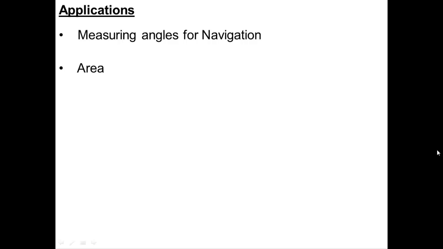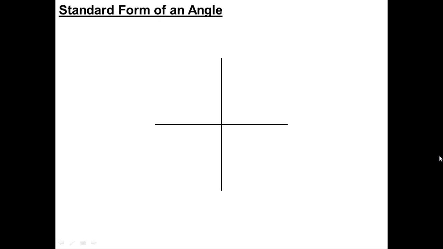All right, now let's look at some applications. There are two specific types of applications I want to look at. I want to look at measuring angles for navigation, and I want to look at area. Now, as far as measuring angles, up to this point we've measured angles in standard form. In other words, if I wanted to do a 60-degree angle, we would start measuring at the positive x-axis and we would go counterclockwise as far as desired, in this case 60 degrees.